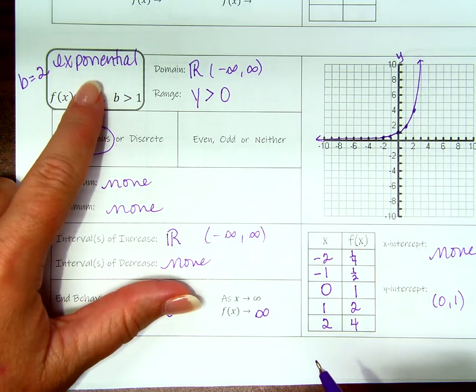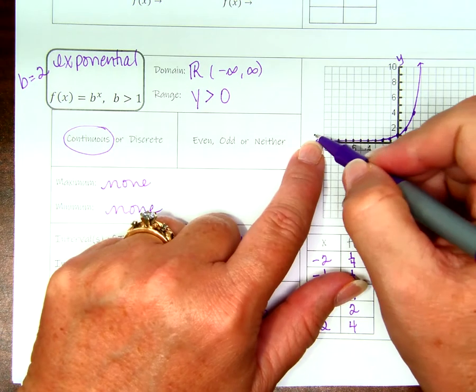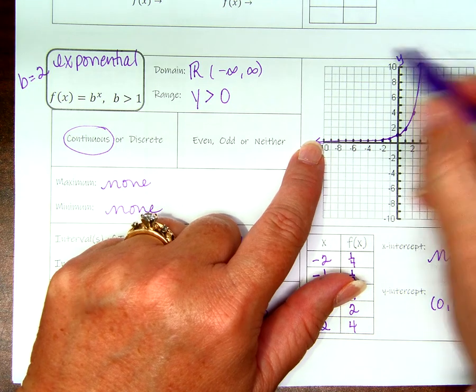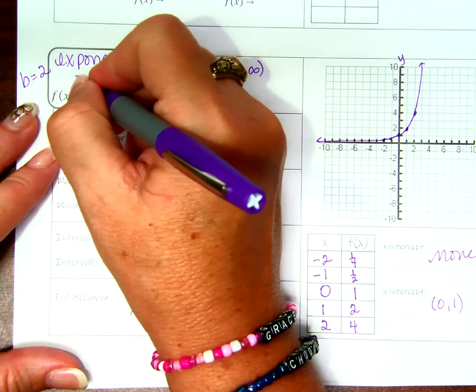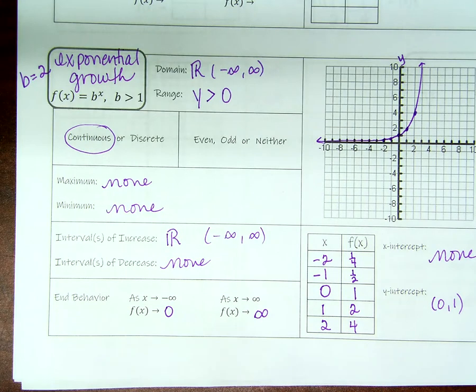It's right here. Remember I told you there was a space? As we're moving from left to right, what is this graph doing? It is increasing. That's exactly right. It has a specific name, and it's called exponential growth. Okay?